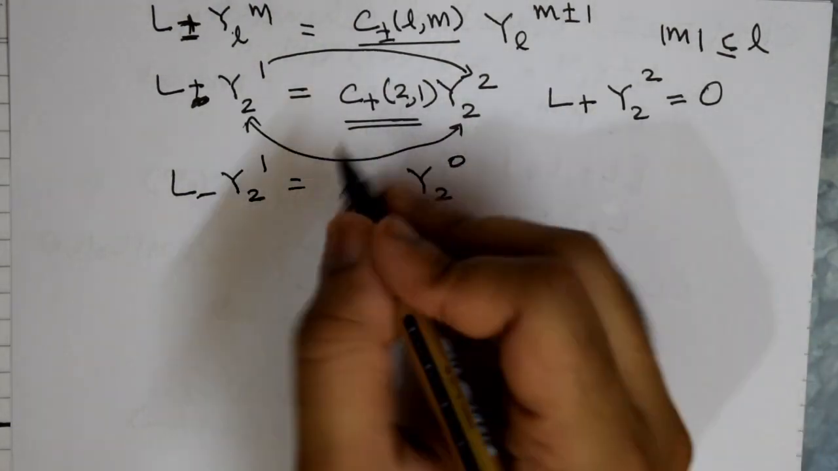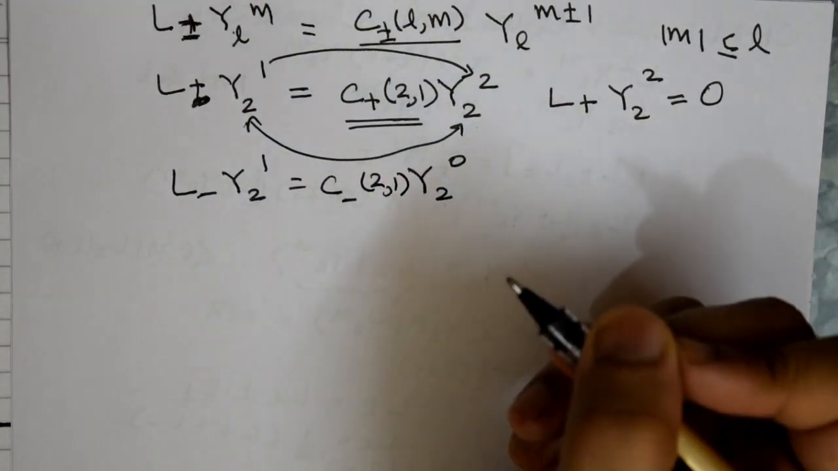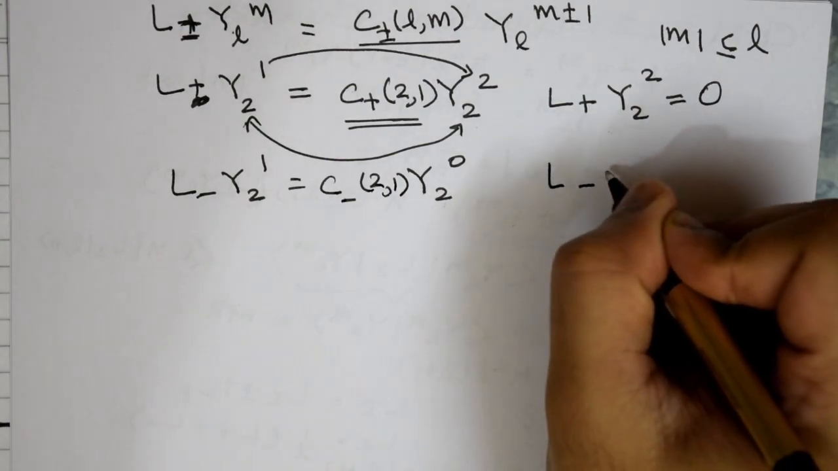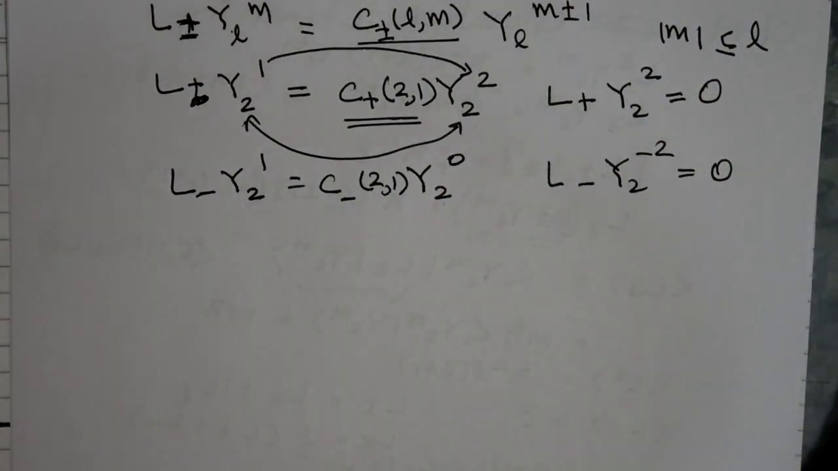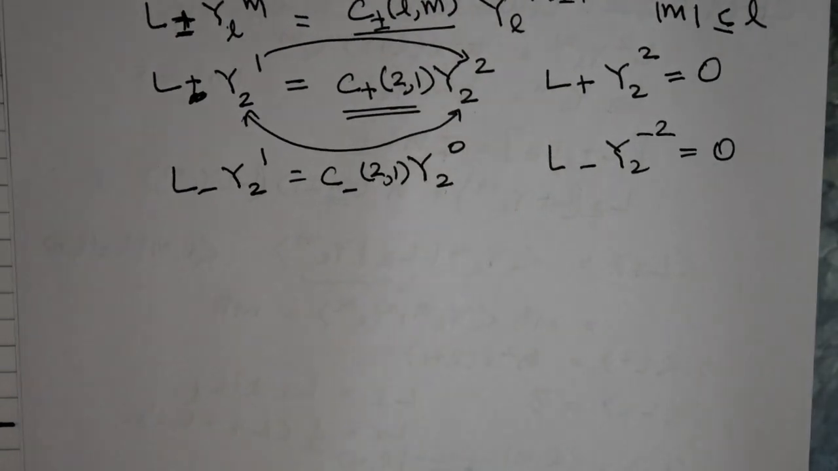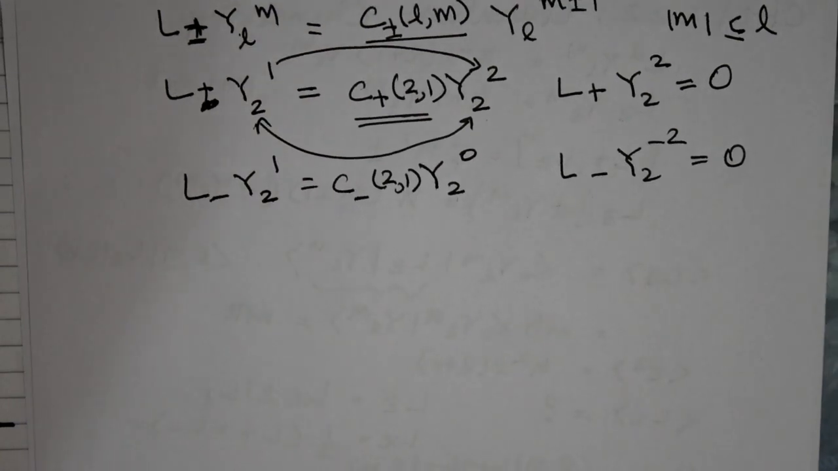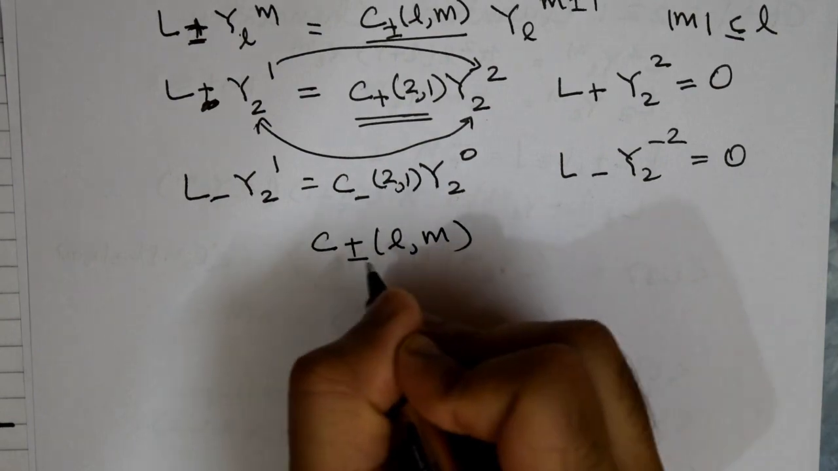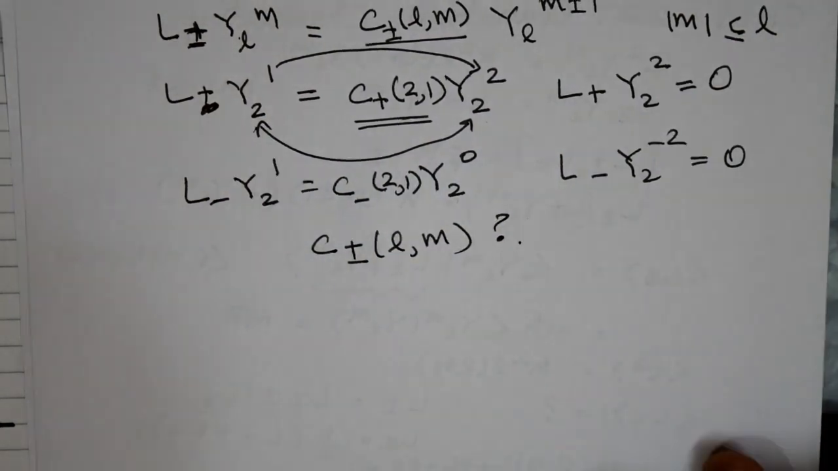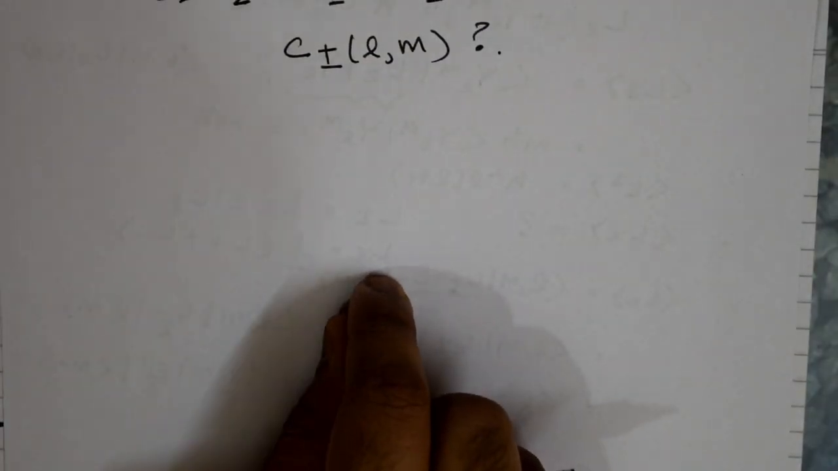So the coefficient you're talking about is C minus 2 comma 1. Similarly, L minus of Y 2, minus 2 will be equal to 0 because you cannot go to a level that's lower than the lowest level that is possible in that given scenario. Okay, fantastic. So basically what we are trying to quantify here is the L plus minus magnitude, because if you are able to get this, we'll be able to achieve a lot of things. Very good. So how will we get this? We will see in a moment.